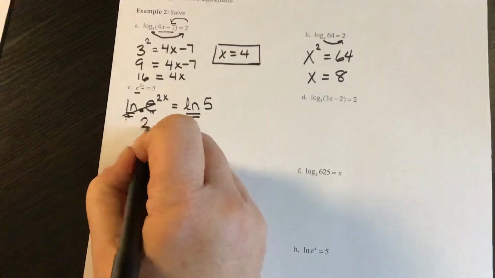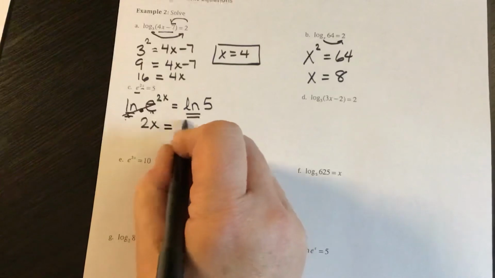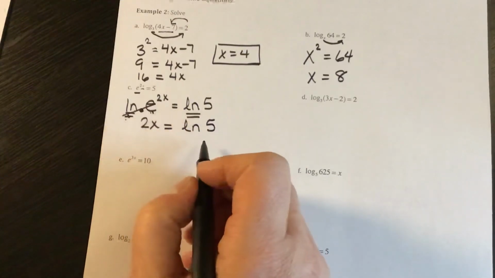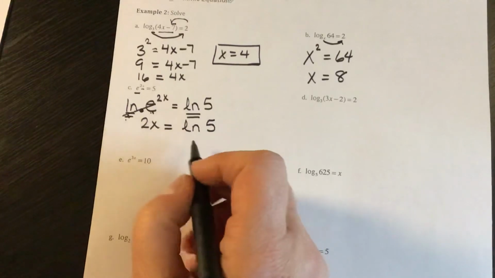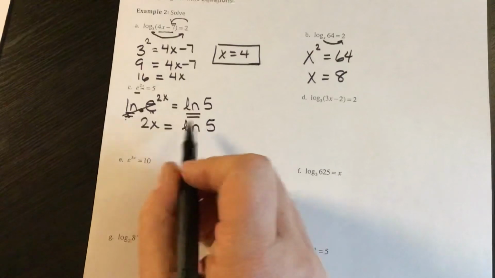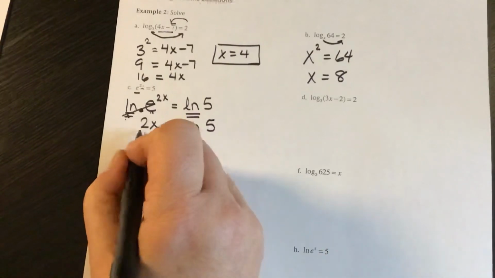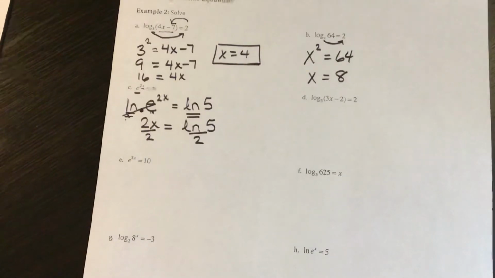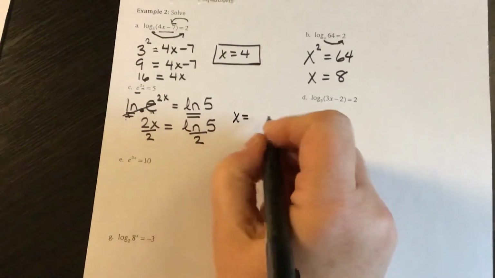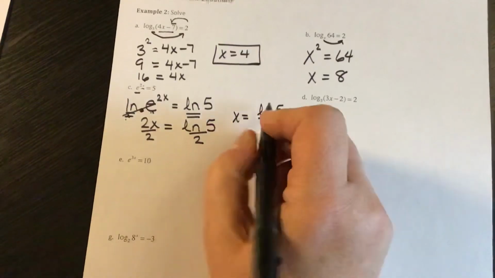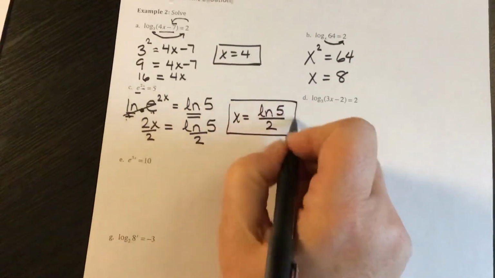And I'm going to have 2x equals ln of 5. So that's the natural log of 5. And we can actually find that value on a calculator, but we're just going to leave it in this form for right now. And to solve for x, we're going to divide both sides by 2. So x is the natural log of 5 over 2. And that's going to be our answer.